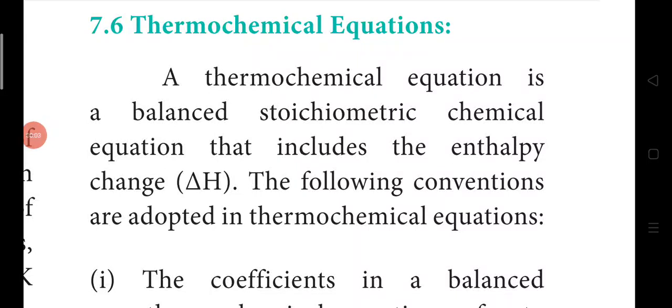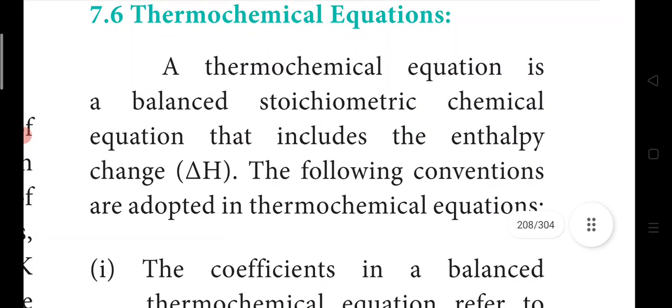Good afternoon, students. Last class we saw the pressure-volume work derivation followed by enthalpy. Today we are going to see thermochemical equations, and then we are going to discuss the relationship between internal energy and enthalpy. So first we have the thermochemical equation.